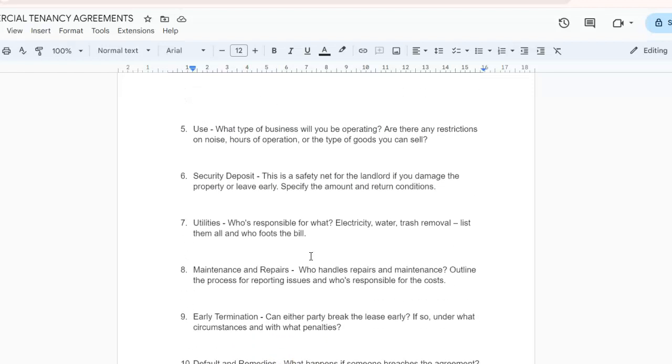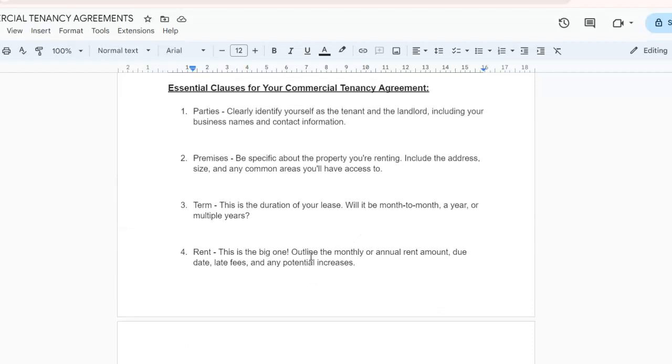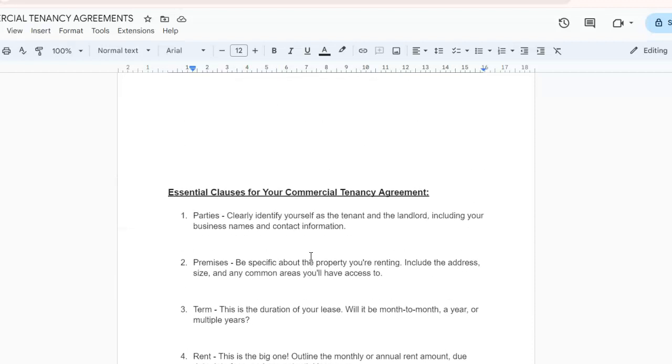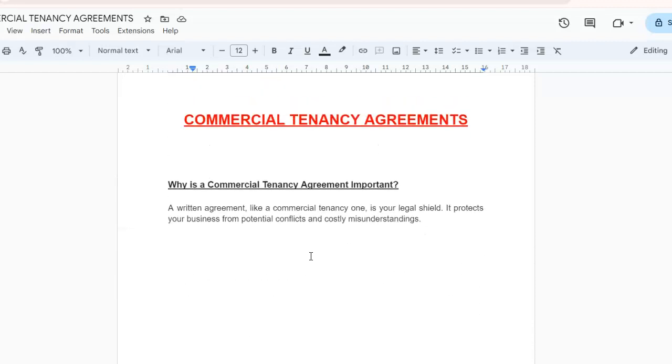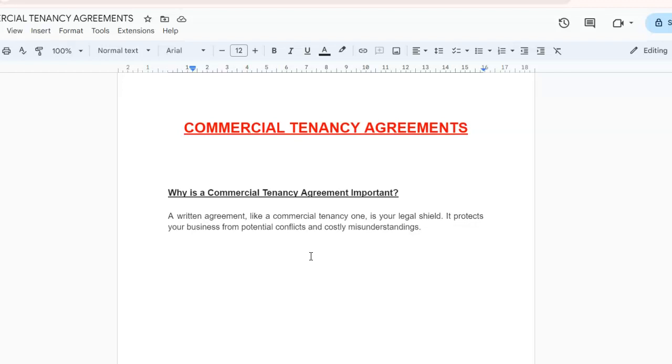So there you have it, guys. Ten essential clauses that every commercial tenancy agreement ought to have. Yes, drafting a tenancy agreement might seem daunting, but with the right guidance, you can navigate it like a pro. Remember, it's not just a piece of paper, but it's the foundation of a successful and secure business tenancy.